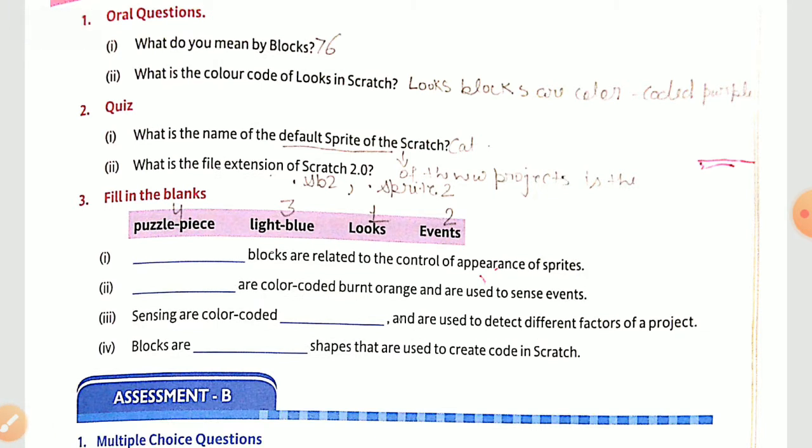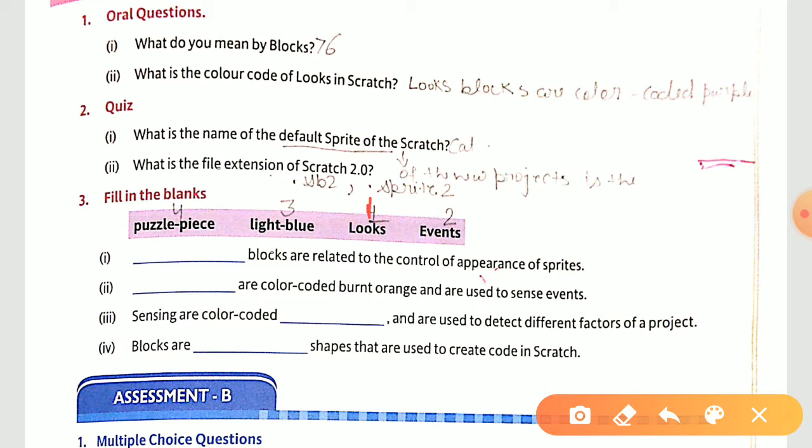So as you can see, we are having looks blocks are related to the color of appearance of sprite. Then second one is events are color coded burnt orange and are used to sense events. Third one is sensing are color coded light blue and are used to detect different factors of a project. Fourth, blocks are puzzle piece shapes that are used to create code in Scratch. Okay, so this is your sequence 4, 3, 1, 2.